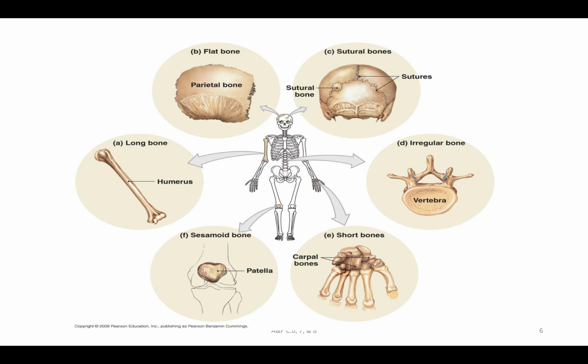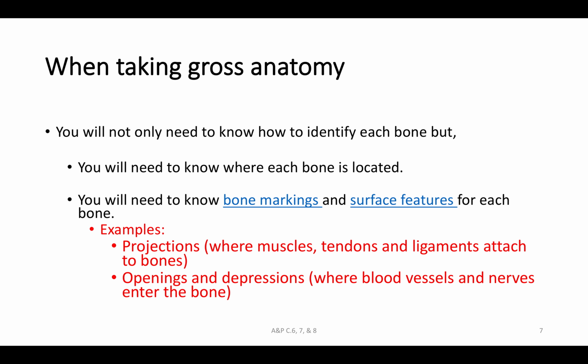Irregular bones, like your vertebrae and your pelvis. Short bones is one that people get confused a lot. Your short bones are like your carpals and your tarsals. And then an example of a sesamoid bone is your patella.